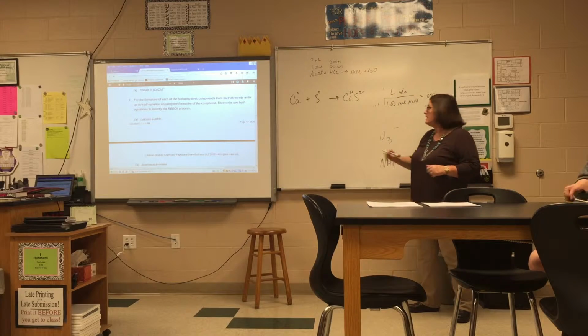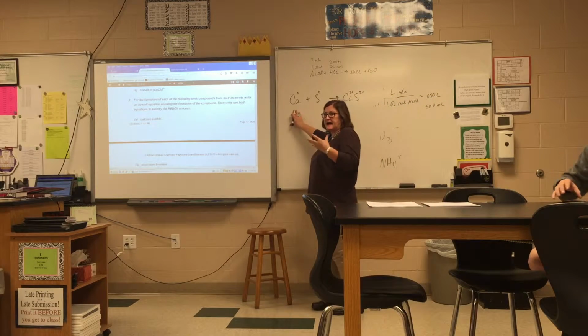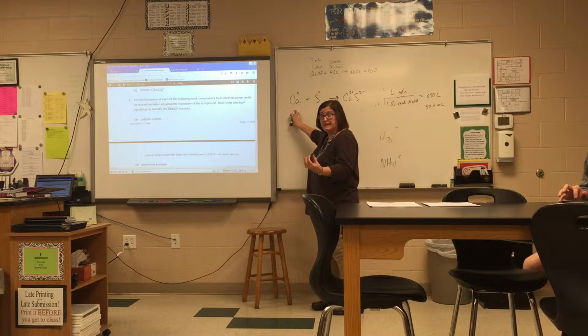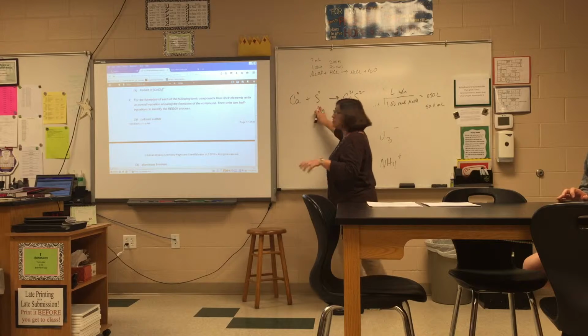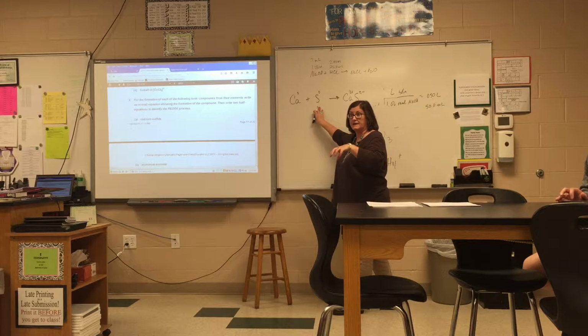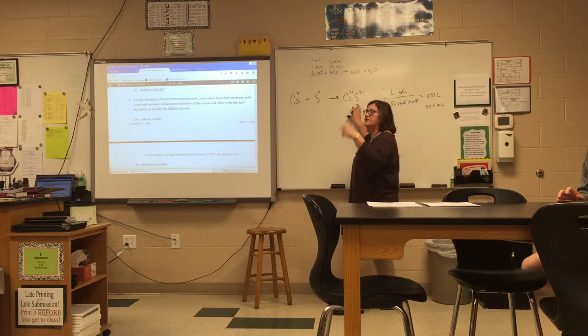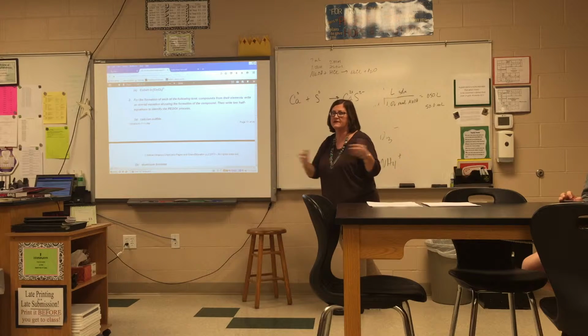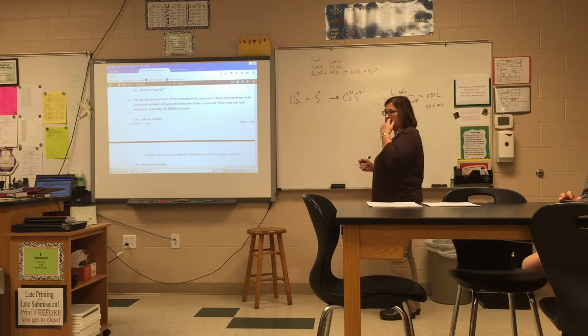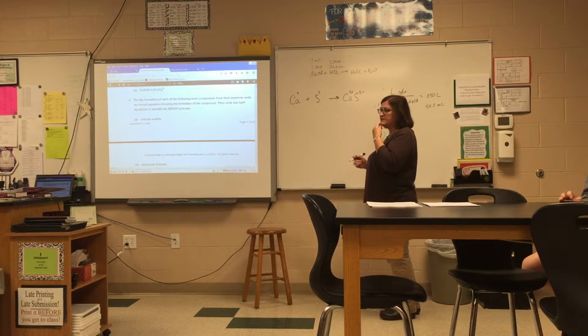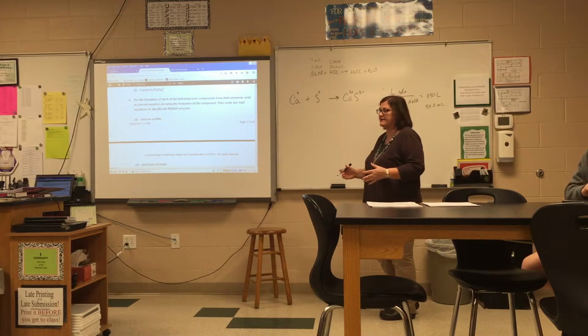How'd you get 0? Why is it 0? Because it's calcium by itself. It's an atom. It is neutral, not an ion. It's calcium, the metal. This is sulfur, the non-metal. When they're together, they're making a bond. That's when they're getting rid of electrons and things like that. But when they're separate, they're always going to be 0, unless I tell you it's an ion.